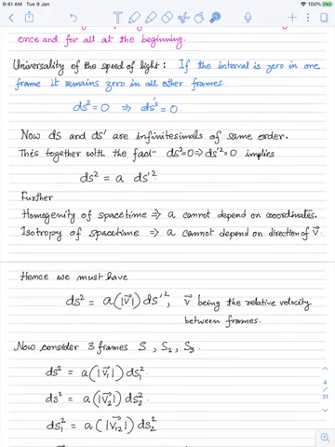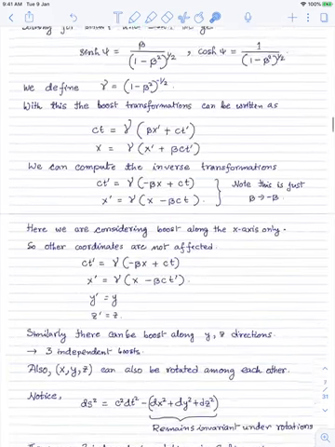Now, once the infinitesimal intervals are proportional to each other, this proportionality constant can in general depend on various properties of the two frames, right? It can depend, for instance, on the coordinates in the two frames, like the x prime coordinates here. It can depend on the velocity, its direction and its magnitude, the velocity being the relative velocity between the primed frame and the unprimed frame.